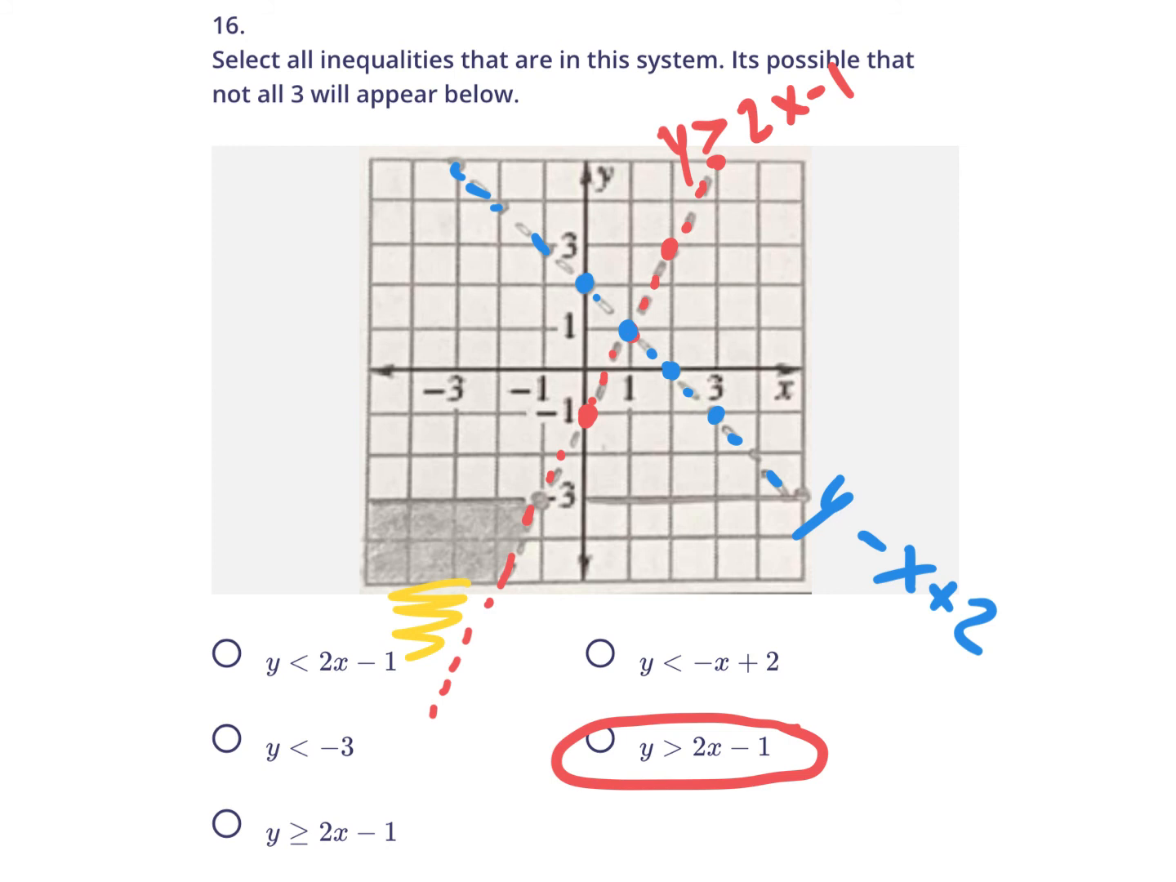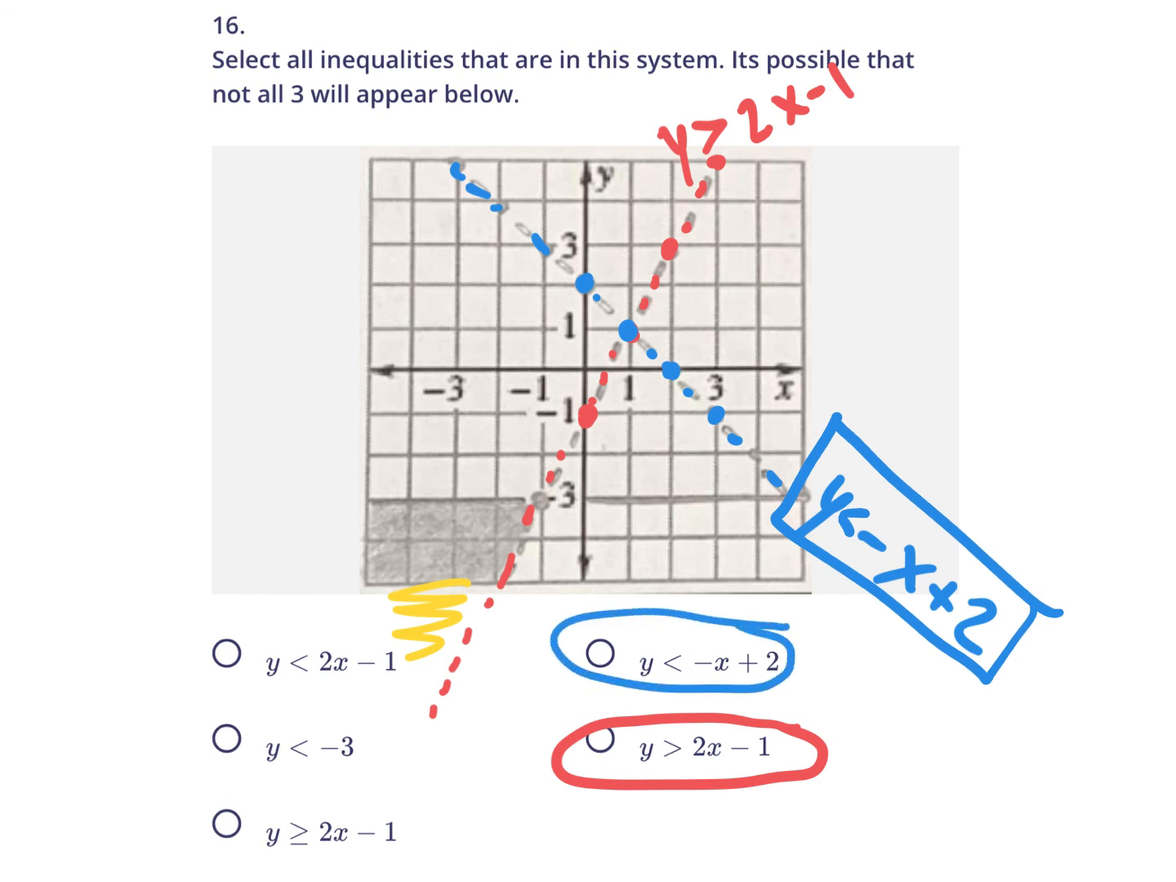But let's think about where this shade is at. This shade, is it below the blue dotted line or above the blue dotted line? To get to down here, you'd have to go below the blue dotted line. So that would be a less than symbol. So that's y is less than negative x plus 2. Y is less than negative x plus 2. That would be that one right there.